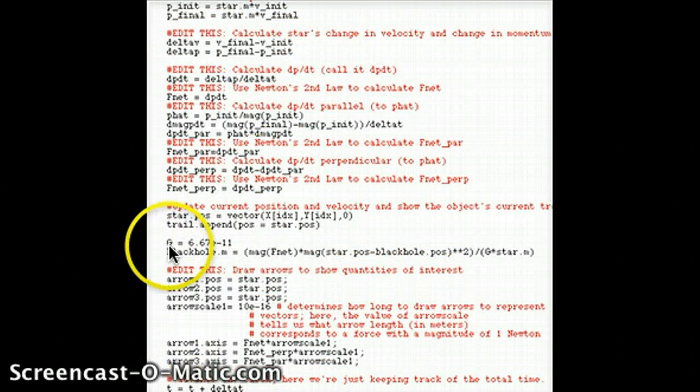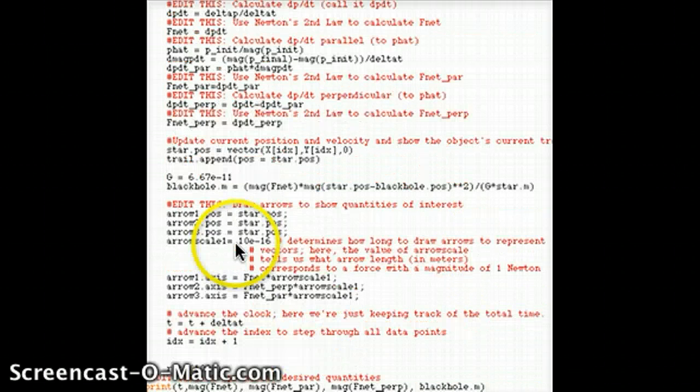Next, we specify big G, the gravitational constant, and then we define the force here. So black hole dot mass, which is what we're trying to isolate in the equation, is equal to the magnitude of the net force times the magnitude of the star's position minus the black hole's position squared, divided by gravity times the star mass. We then define an arrow scale, and then also for the print statement, we add in black hole dot m so that we can see what the mass of the black hole is.